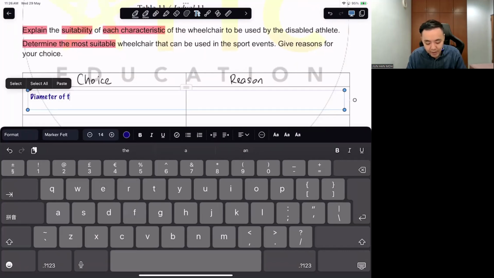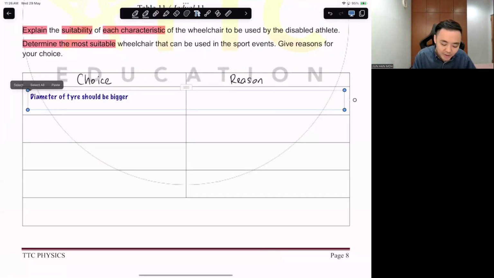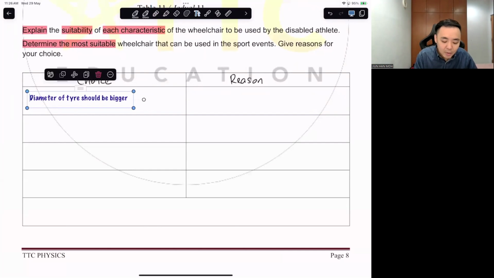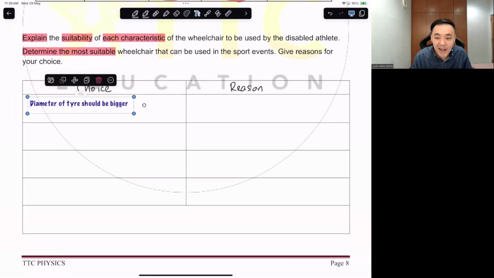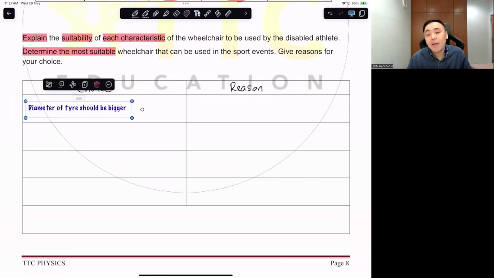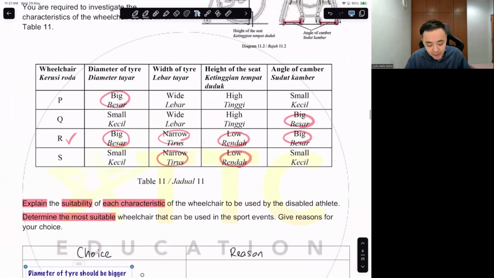Now, diameter of tire should be bigger. That's the whole point. Okay, listen to this. Even though this is called an essay, we are not writing like an essay. If you're wondering whether you should use beautiful language, flowery words, bombastic words, no need. You have to understand this is physics anyway. Grammar is not your main concern. You have to give your scientific answers. So diameter of tire should be bigger, right?